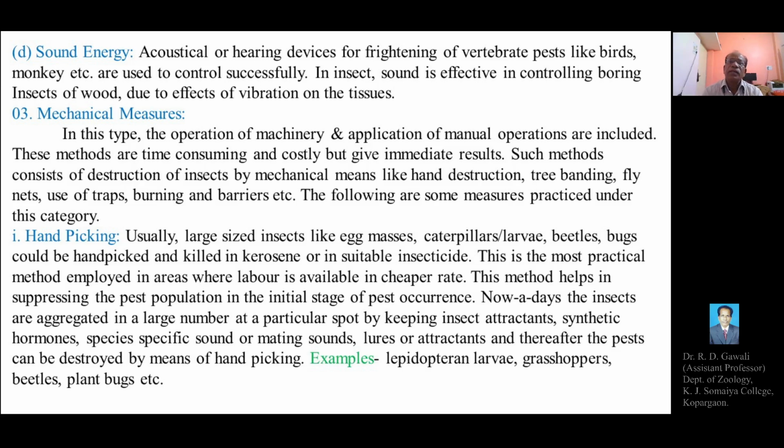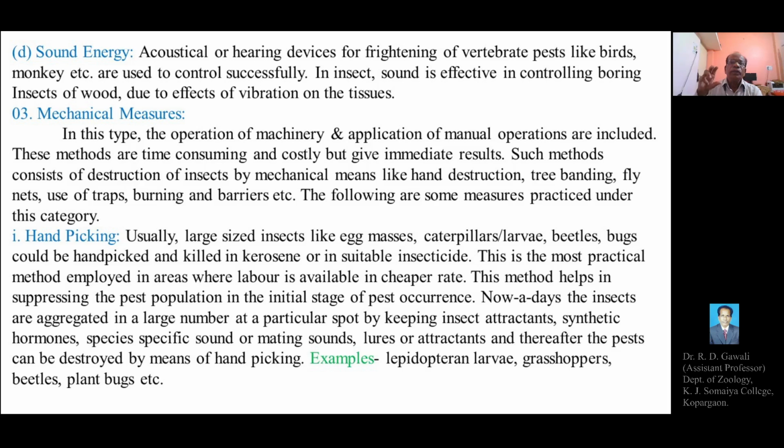Nowadays, the insects are aggregated or collected together in large numbers at a particular spot by keeping insect attractants or synthetic hormones or species specific sounds or mating sounds, that is sex attractants, and thereafter the pest can be destroyed by means of hand picking. For example, lepidopteran larvae, grasshoppers, beetles, plant bugs, etc.